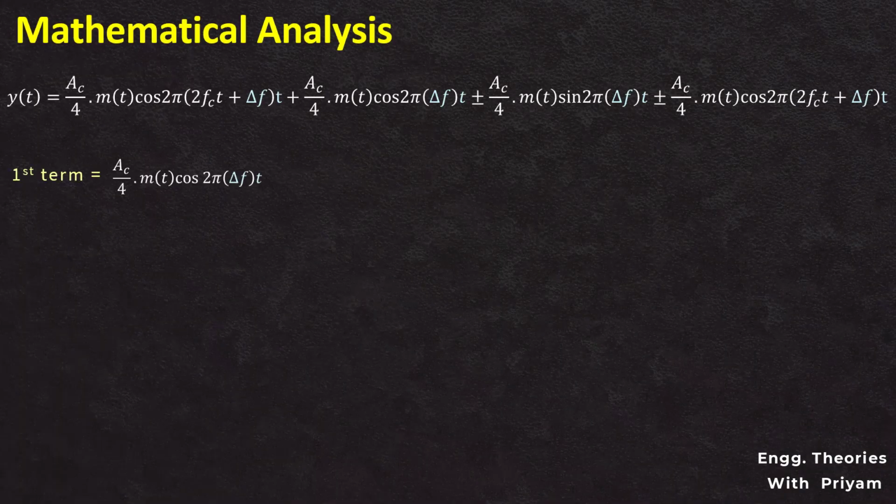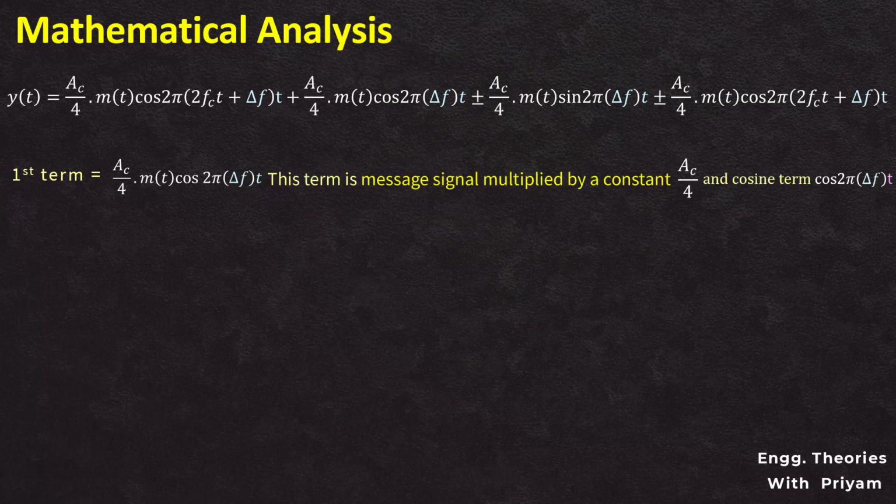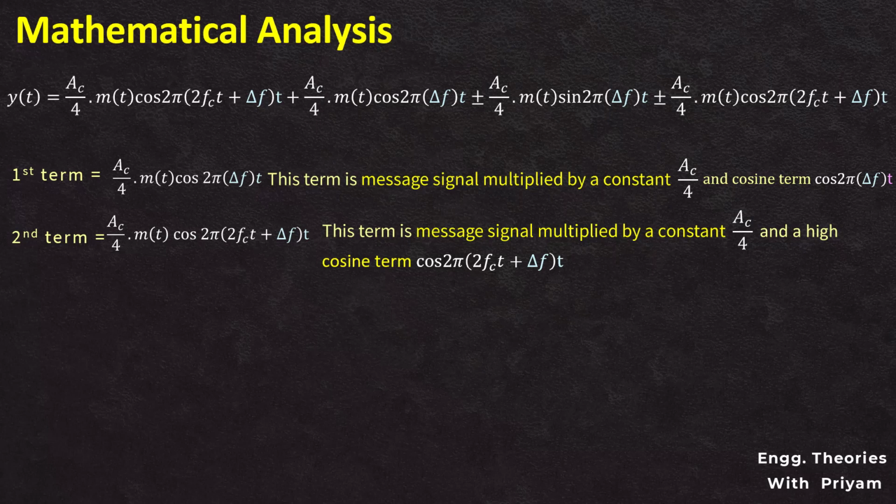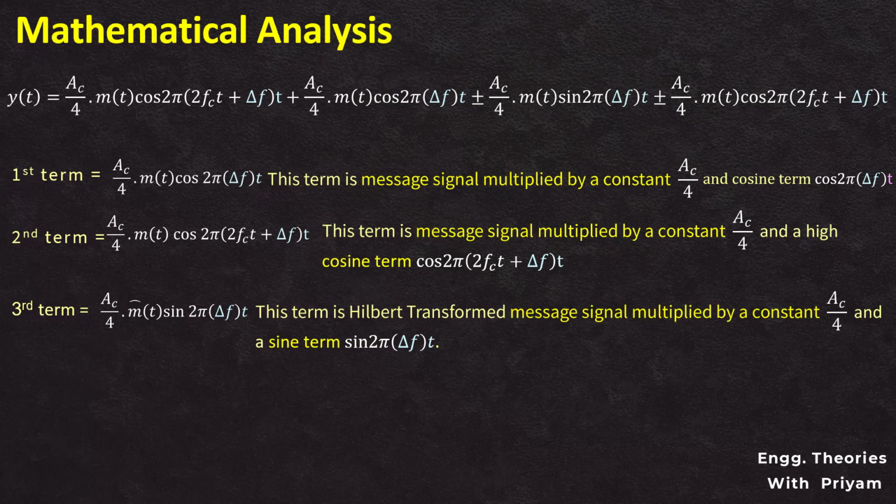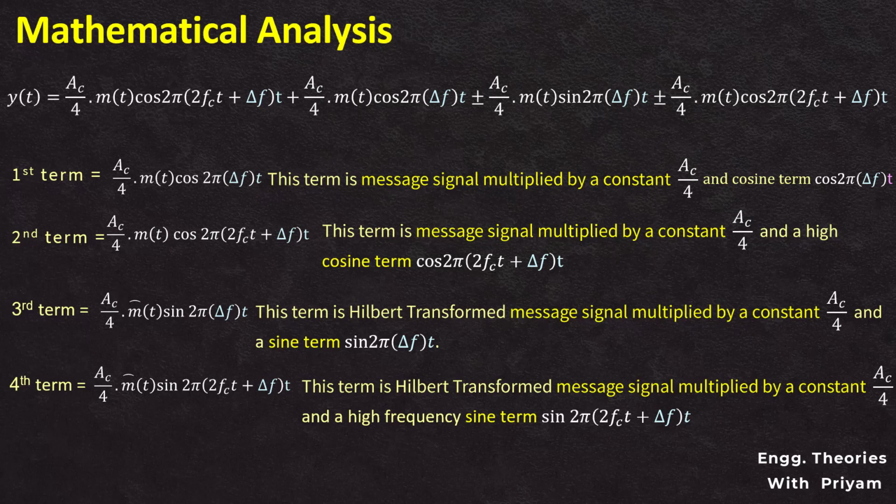Here, AC by 4 into mt into cos 2 pi del f into t is the message signal multiplied by a constant of AC by 4 and cos 2 pi del f into t. And AC by 4 into mt into cos 2 pi 2fc plus del f into t is the message signal multiplied by a constant of AC by 4 and a high frequency term of cos 2 pi into 2fc plus del f into t. And AC by 4 into m cap of t sin 2 pi 2fc plus del f into t is the Hilbert transform message signal multiplied by a constant of AC by 4 and sin 2 pi 2fc plus del f into t. And finally, AC by 4 into m cap of t into sin 2 pi del f into t is the Hilbert transform of the message signal multiplied by a constant of AC by 4 and sin 2 pi del f into t.